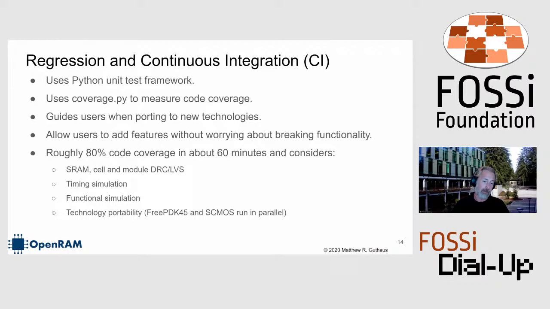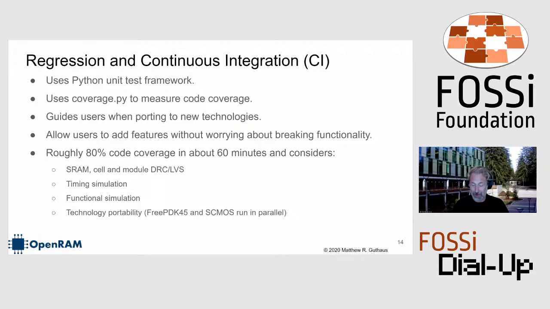And this also checks the portability. For example, we run both FreePDK and SCMOS continuous integration at the same time. And ultimately, we're going to add the Sky130 in there as well once it's stable. So this is an important part of OpenRAM, to actually make it maintainable. Remember, one of the goals is to have it be maintainable by software engineers. You need to know if you broke something.